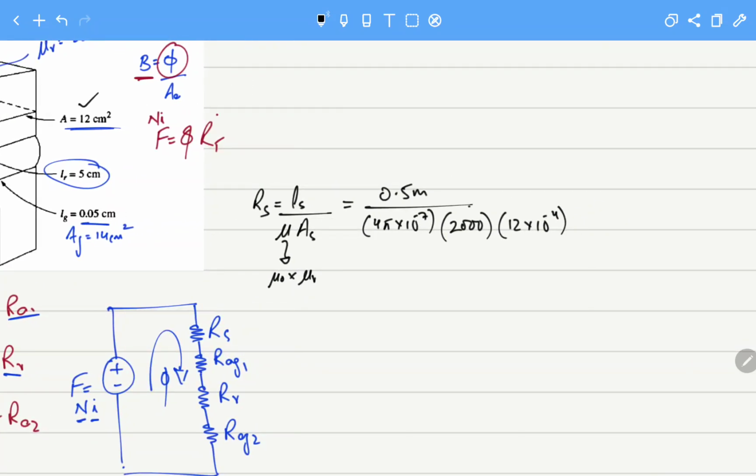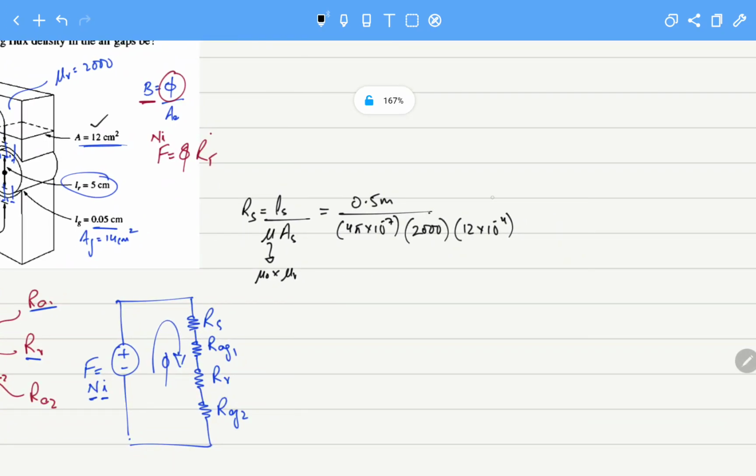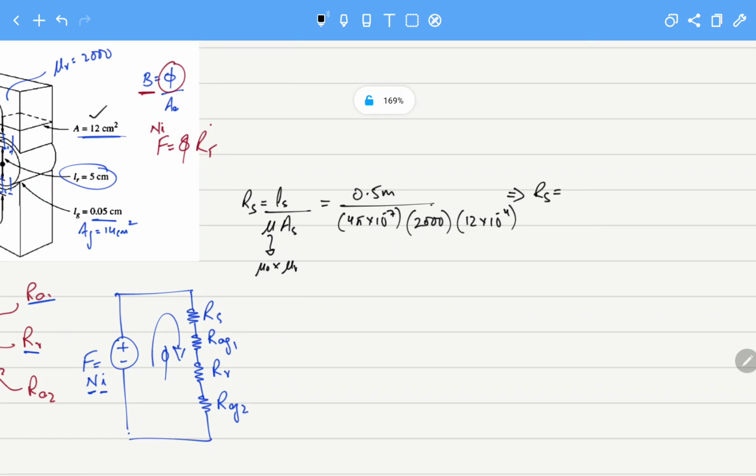So the value of RS will become... and here you must be very careful when you are calculating these values. Again, I am warning because a lot of students make mistakes while calculating these values. So this is the value of stator resistance.